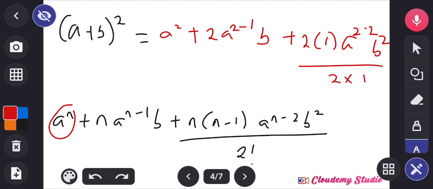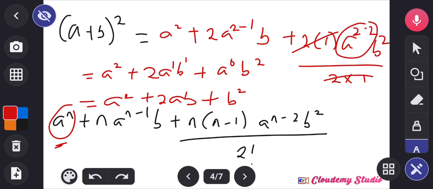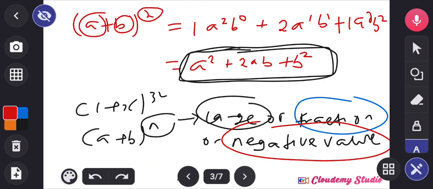Now, what do we have here? We have a raised power n. Now, n minus 1, that is 2 minus 1, right? So that will give us a raised power 2 plus, now, n minus 1, which is 2 minus 1 equals 1, right? That will give us a raised power 1, b raised power 1, plus, now look at this. These 2, we cancel these 2. We don't need it again. And a raised power 2 minus 2 equals what? It gives us a raised power 0, b raised power 2. And that's the same thing as a squared plus 2ab plus b squared, which is the same thing as what we have here when we use Pascal's triangle.